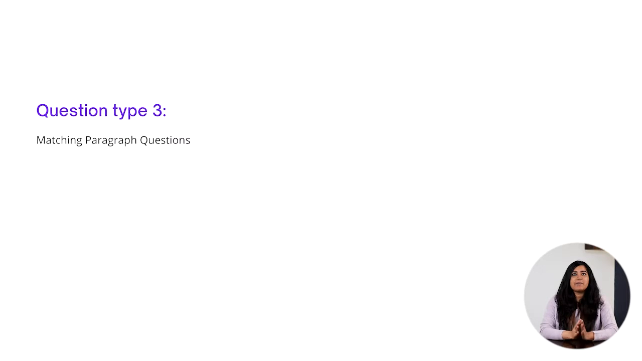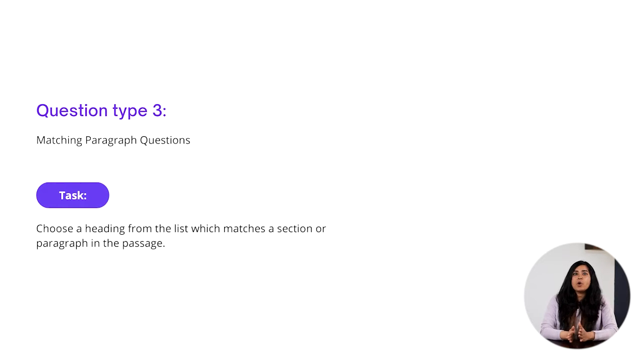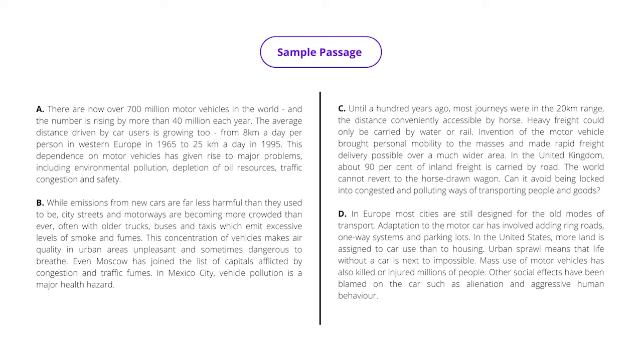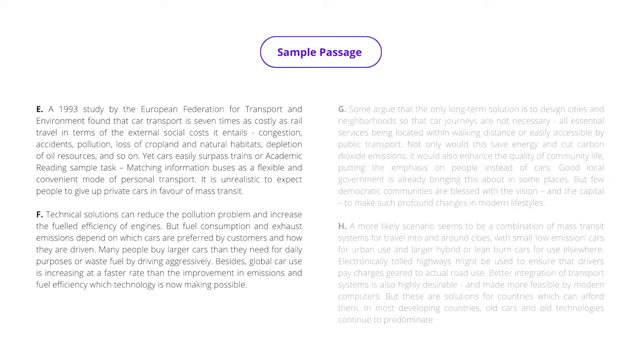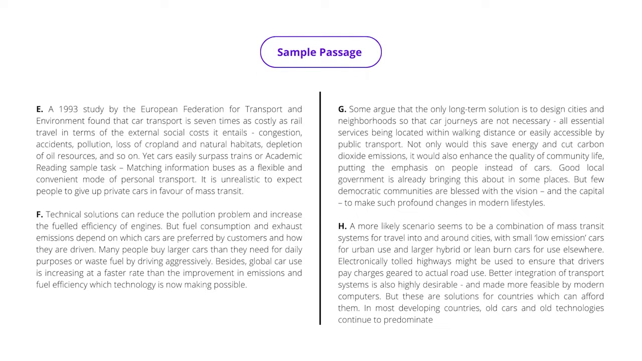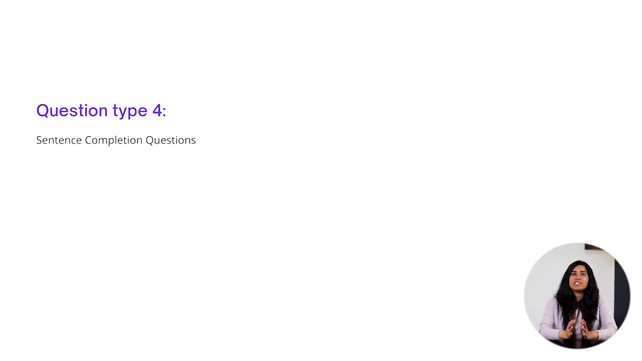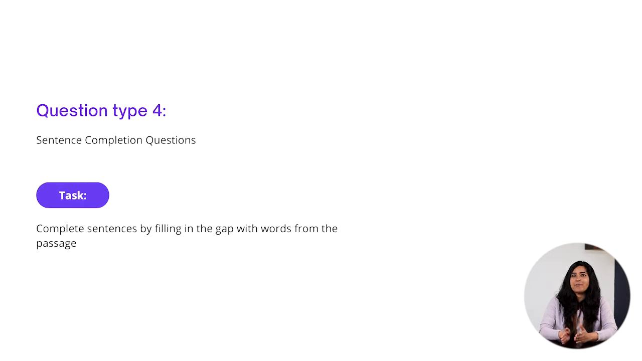The next question type is matching paragraph questions. The task here is to choose the heading from the list which matches a section or paragraph in the passage. Moving on to question type 4, which is sentence completion questions, where the task is to complete sentences by filling in gaps with words from the passage.